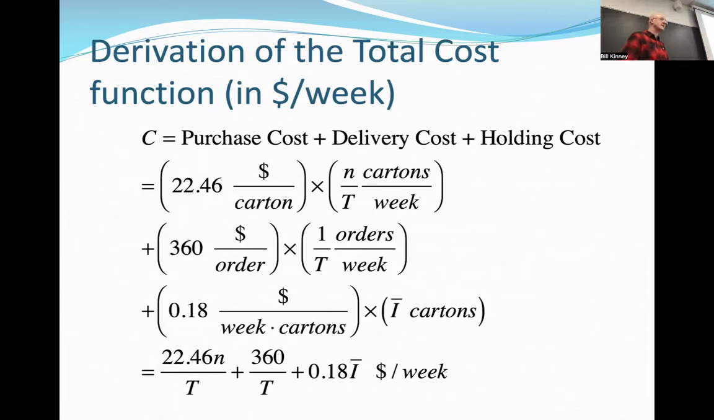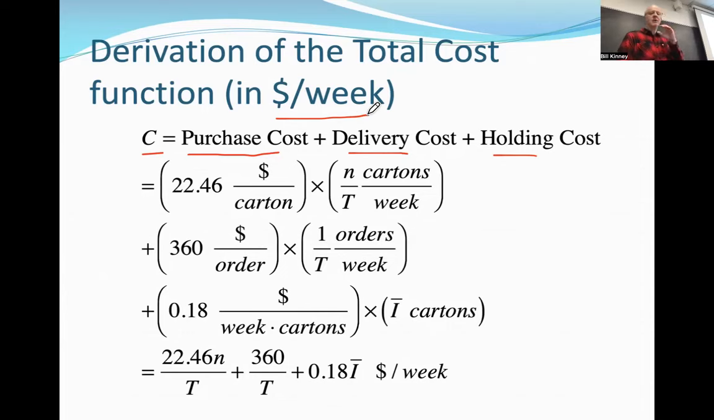Okay, here's maybe one where you want to start taking notes. I did write down the initial equation last time. The total cost is the purchase cost plus the delivery cost plus the holding cost. Think about units. That's really key to helping you solve problems like this. This cost is ultimately in dollars per week. That's the thing we're trying to minimize, the average weekly cost in dollars per week.